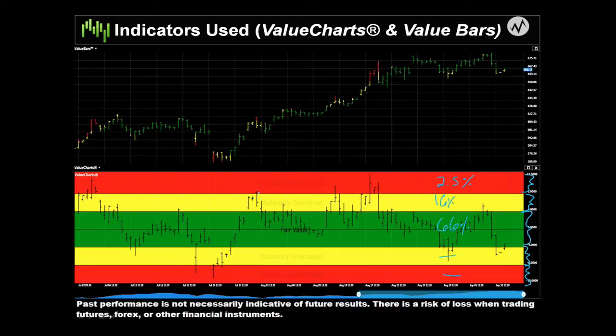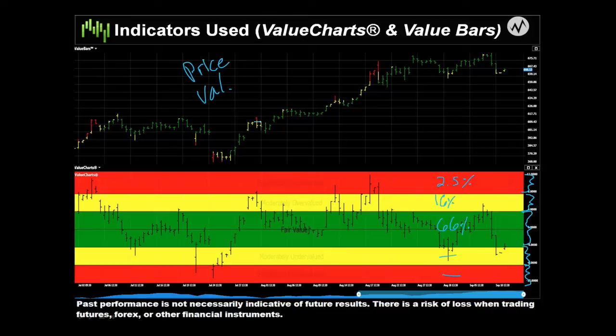Now, in the examples I'm going to show you tonight, I'm going to be using what we call value bars, which are the same thing as the value chart, except it's superimposing it over top of a traditional price chart. So it makes it easier to analyze both the price component of the market and the value component, so you can see both at once.